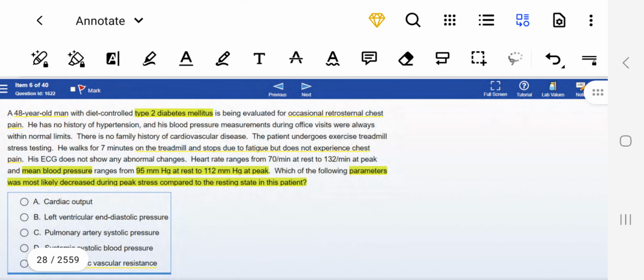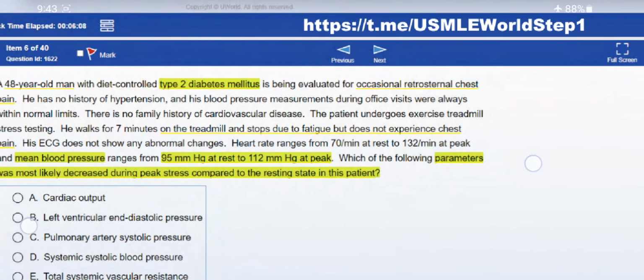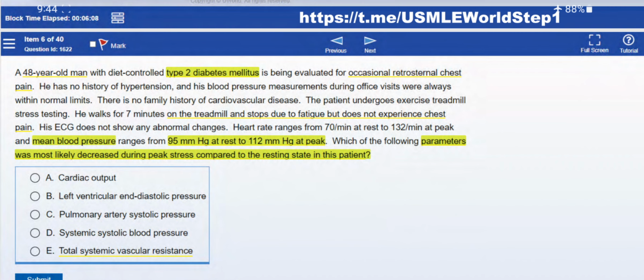So the next question: a 48-year-old man with diet controlled type 2 diabetes mellitus is being evaluated for occasional retrosternal chest pain. He has no history of hypertension, and his BP measurements during office visits were always within normal limits. There is no family history of cardiovascular disease. The patient undergoes exercise treadmill stress testing. He walks for 7 minutes on the treadmill and stops due to fatigue, but doesn't experience chest pain. His ECG doesn't show any abnormal changes.